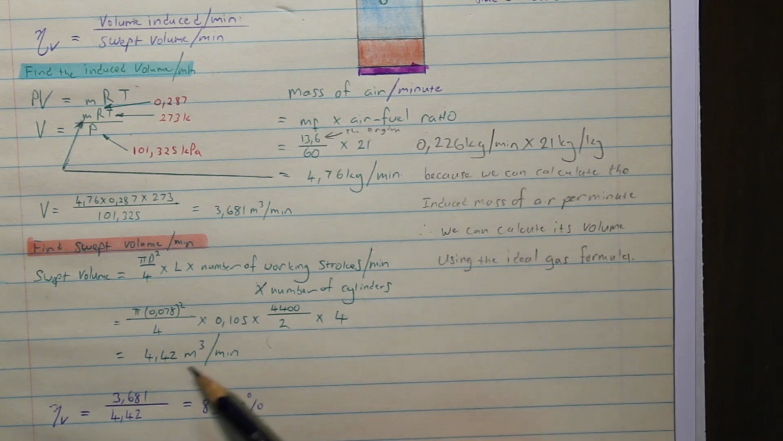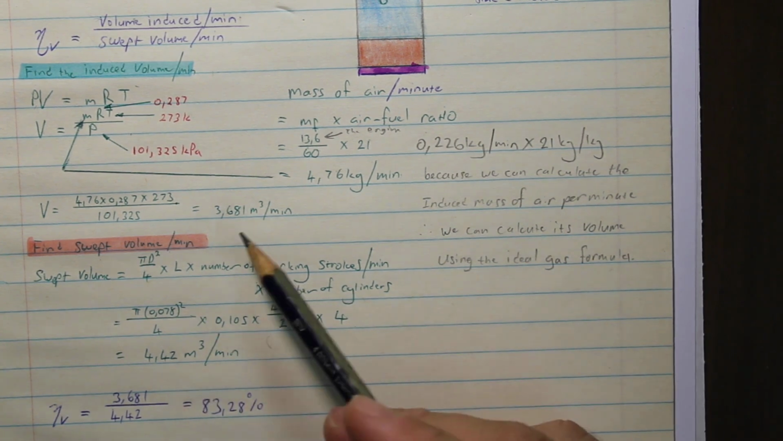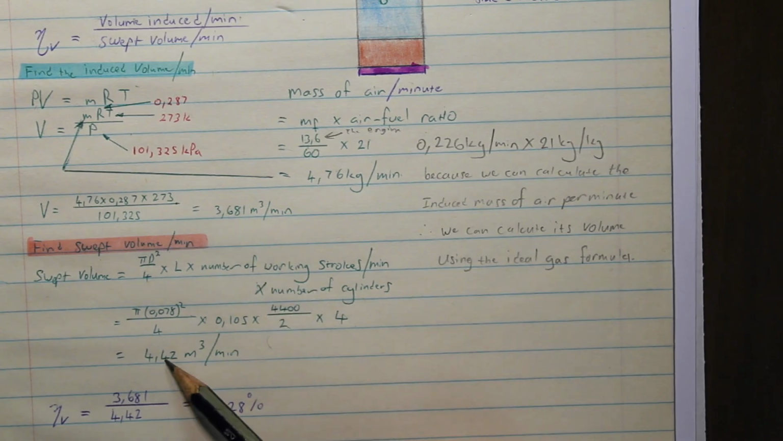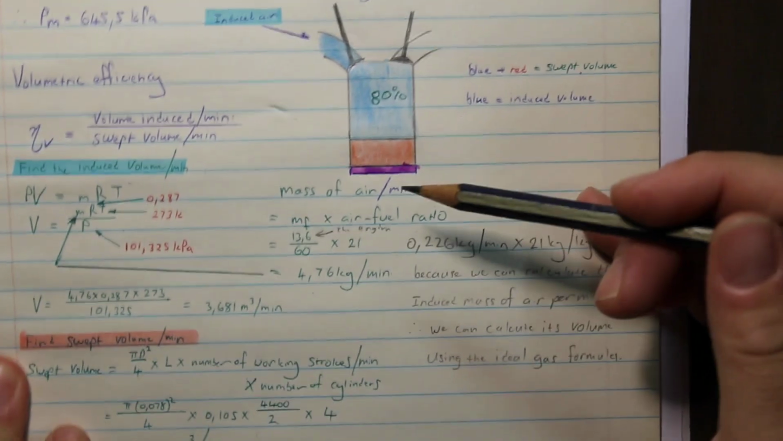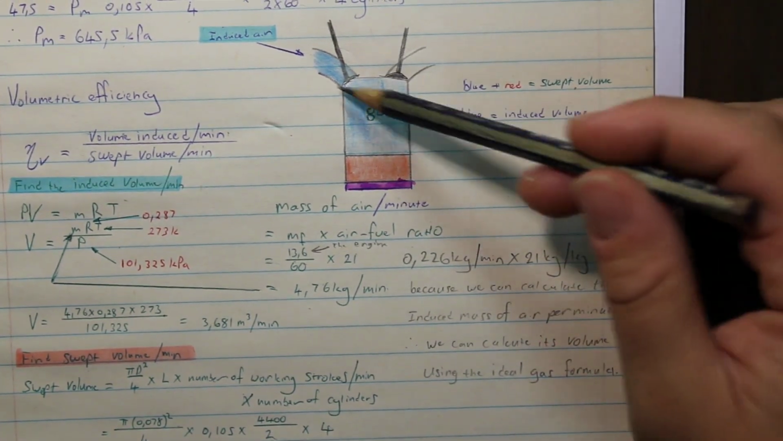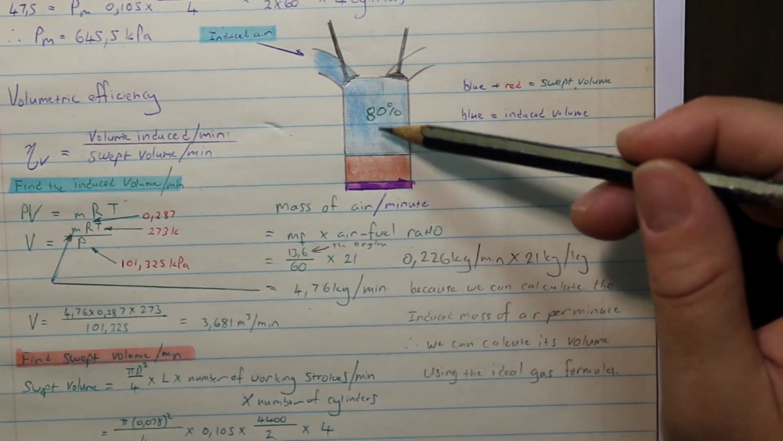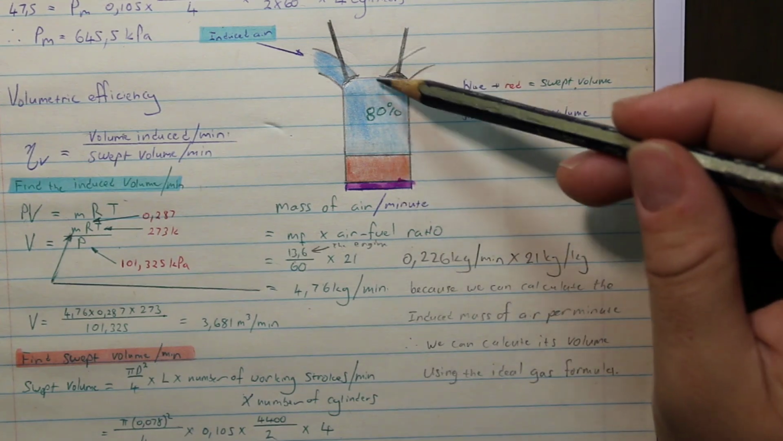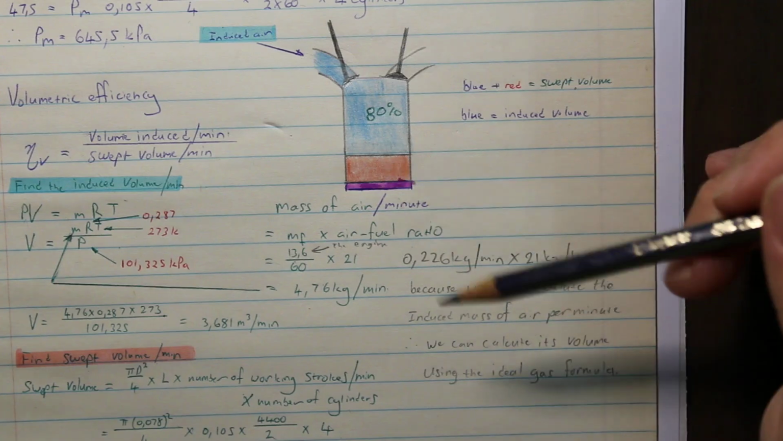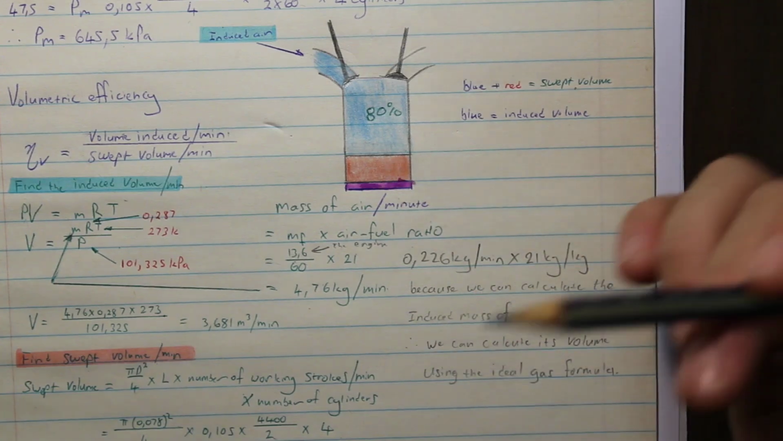And you're going to see that swept volume is greater than the induced volume. So that's going to be 4.42 meters cubed per minute. Okay, and that's what we expect. If the volumetric efficiency was 100%, both these values would be the same. But because this particular engine can't pull in enough to fill the whole swept volume with air, it only induces a certain portion with air. The induced volume is less.